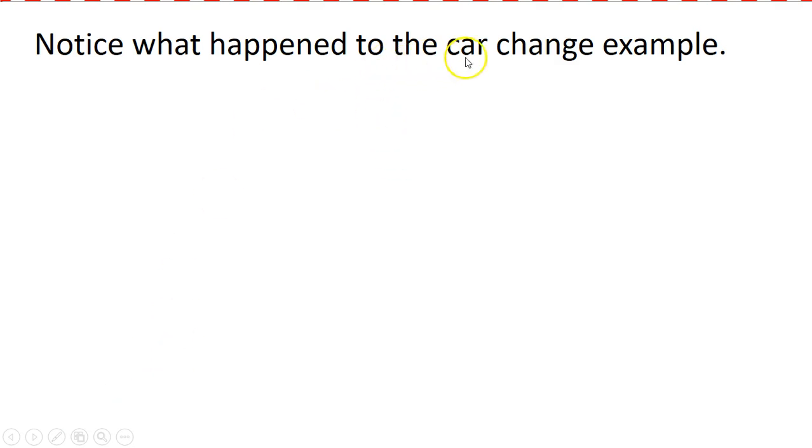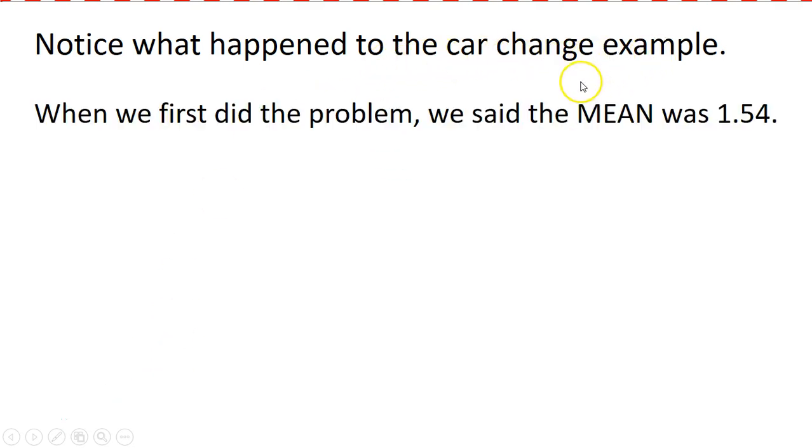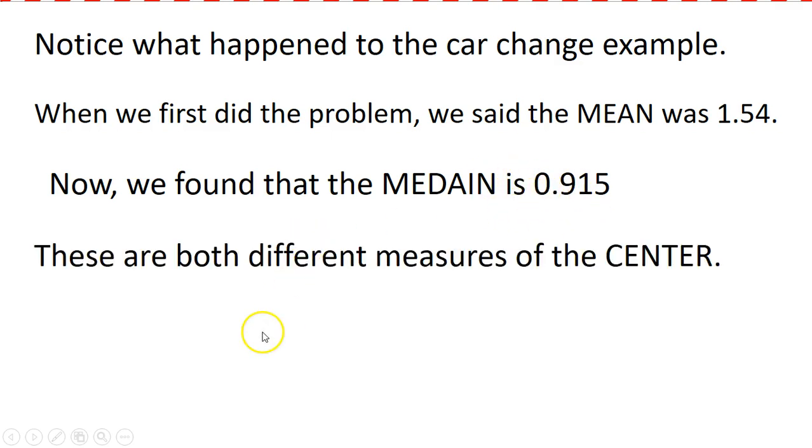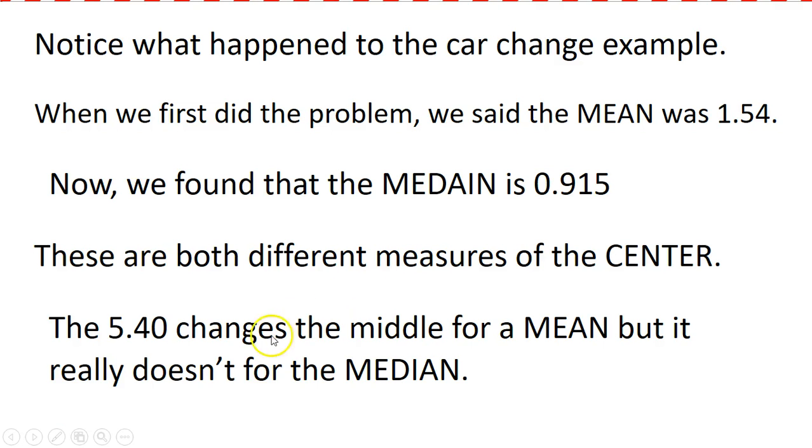Notice what happened to the car change example. When we first did the problem, we said the mean was $1.54. And now we just found out that the median is roughly, we'll go with 92 cents. These are both different measures of center, but the idea is which one's more accurate. That $5.40 change out there changes the middle for the mean, but it really doesn't for the median.